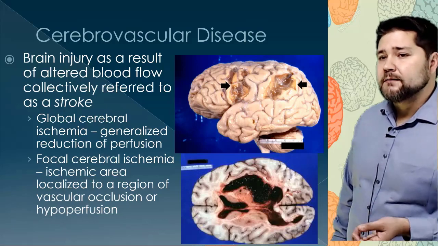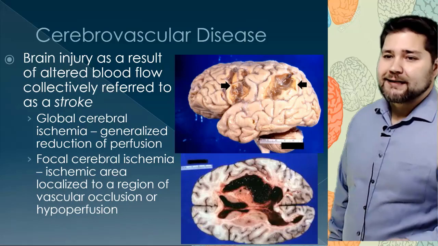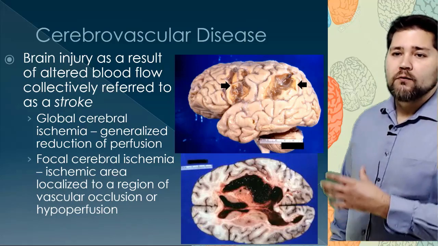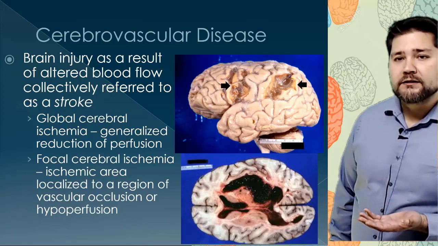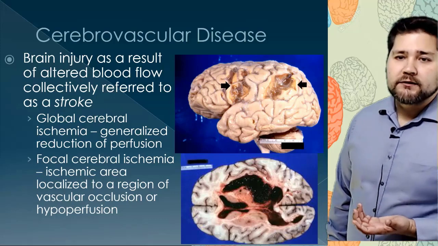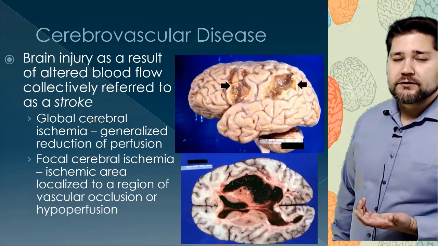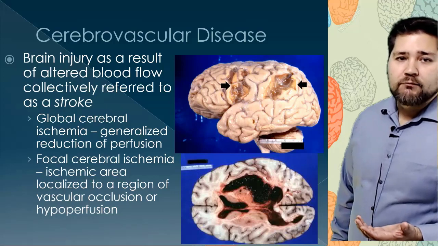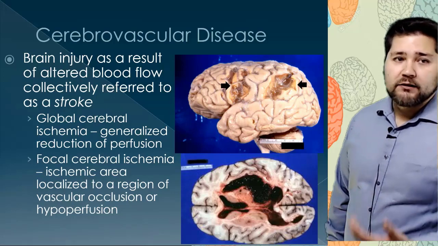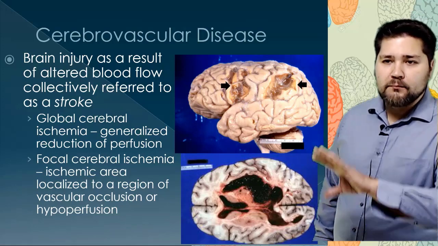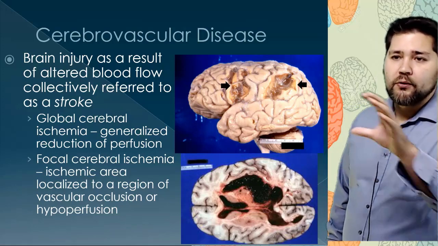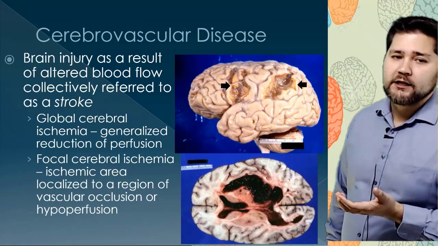And global ischemia is going to be some sort of systemic disease typically. So we see an overall loss of perfusion in the blood supply to the brain. And this could result from atherosclerosis or some sort of other hypoperfusion of blood, such as maybe blood loss somewhere else. But then that is noticed because you see both hemispheres affected relatively equally.